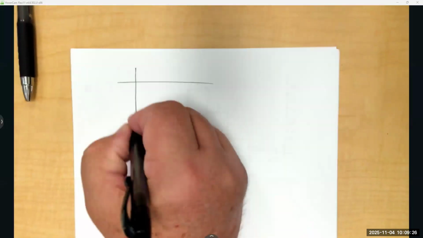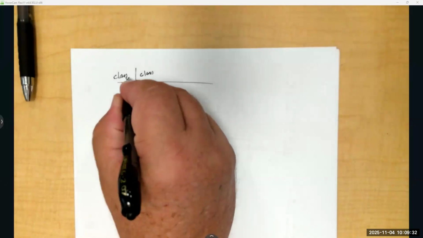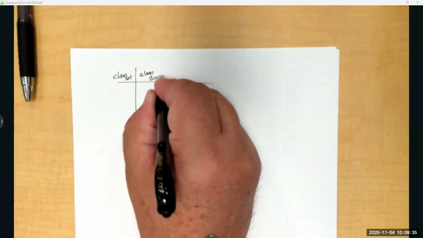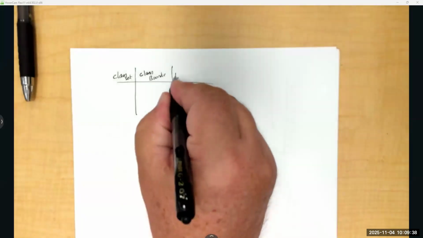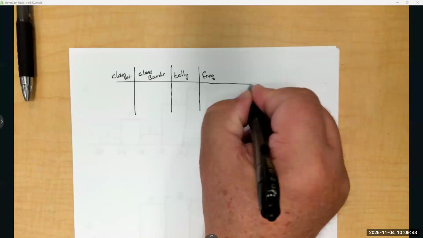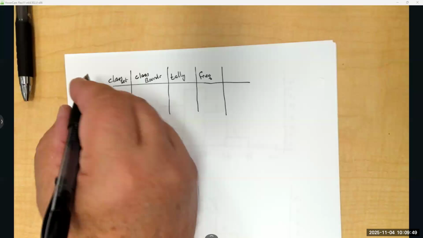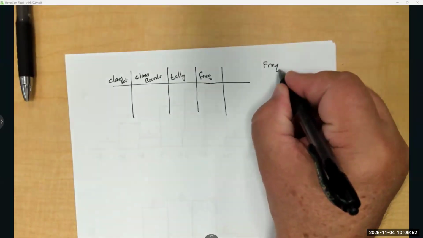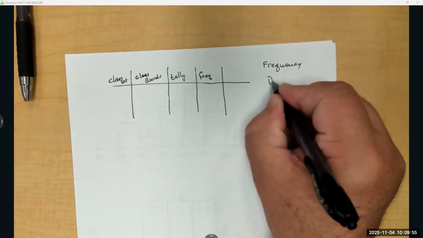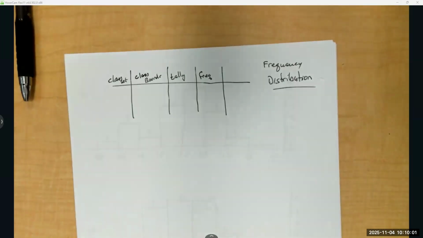What we're going to look at now, because when we created this chart, we had the class, this is the set, this class bounds. Then we had the tally. Then we had the frequency. The next column, this is what is called a frequency distribution. What do you think a frequency distribution means?